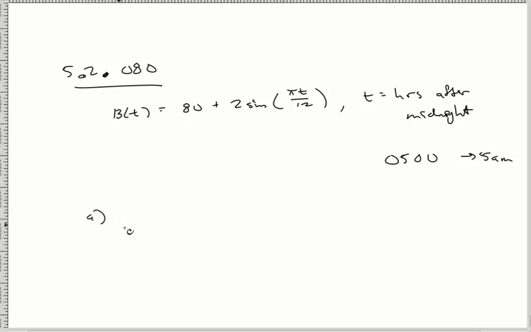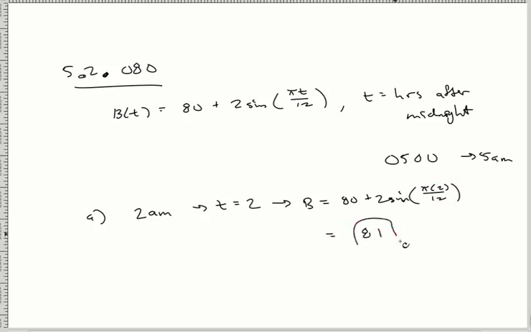And so they're saying, okay, part A, 2 a.m. Well, that's going to be t equals 2. That's super easy. I'm going to plug that in. So B is equal to 80 plus 2 times the sine of pi times 2 all over 12. On the calculator, you actually get 81. When I put this into the calculator, you need to make sure that you're in radian mode. If you have a TI, push the mode button and go to radian mode. If you have a Casio, go to setup and all that kind of stuff.